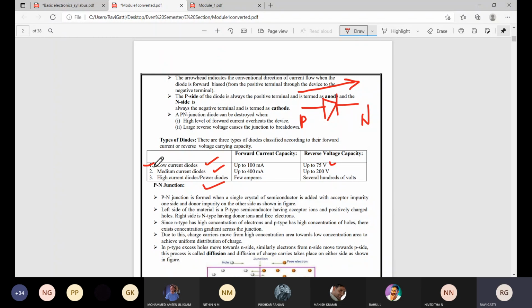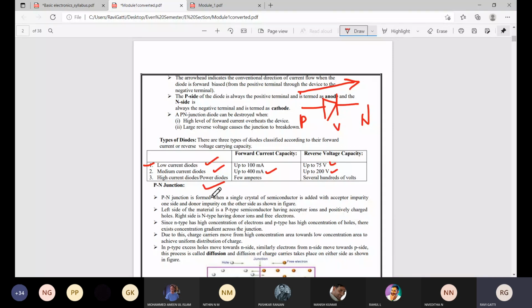The second one is the medium current diode. What do we mean by medium current diode? If it can forward current up to 400 milliamperes, meaning greater than 100 and less than 400 milliamperes, then we call it a medium current diode. Or if it is able to withstand the voltage we apply across these two terminals, across the reverse bias, up to 200 volts, we call it a medium current diode.